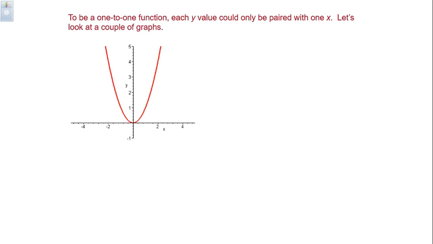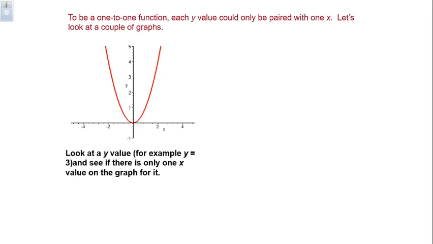Now look at this graph of x squared. This graph is a function clearly, but if you draw a horizontal line through the graph, it cuts it more than once. That means there's a y value that corresponds to more than one x value. This is a function, but it is not a one-to-one function. So this function is not invertible. Its inverse is not a function.